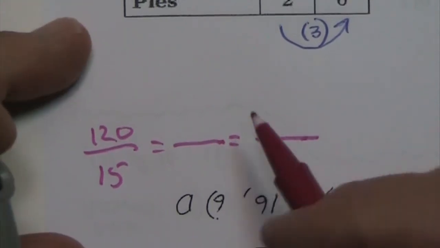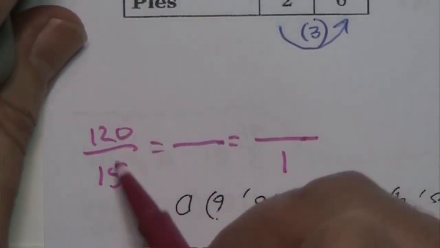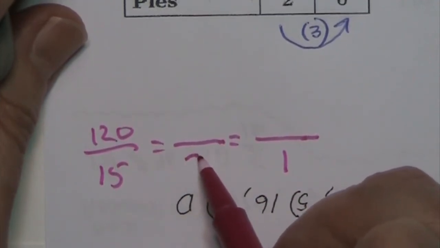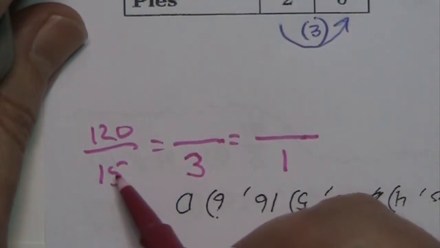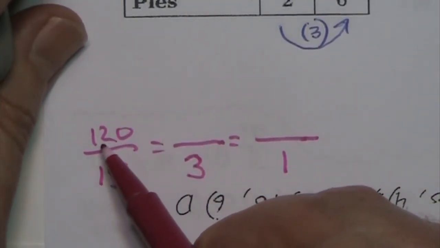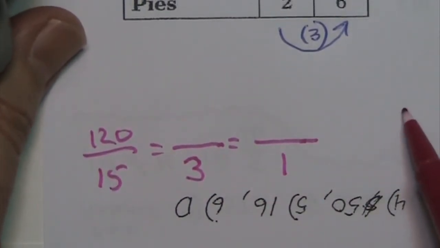This may be a little more complicated, but you could do this since you're used to it. You could go ahead, 5 goes into both of these. 5 goes in there 3 times, right? 5 times 3 is 15. And then 5 goes into 120. Now, if you're not too sure about that, I'll just do it to the side.